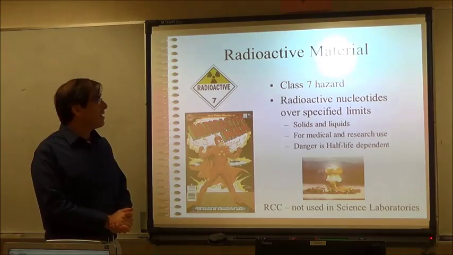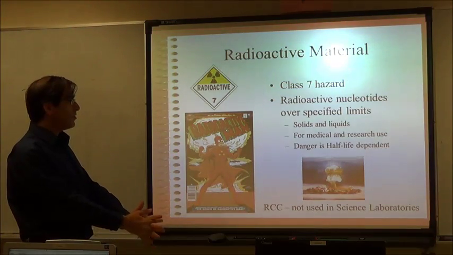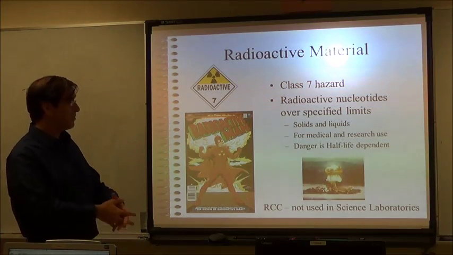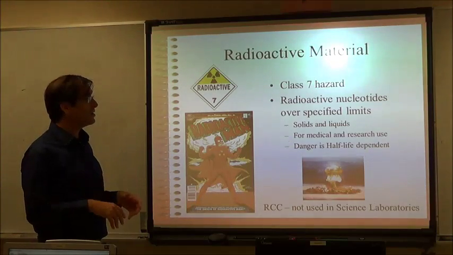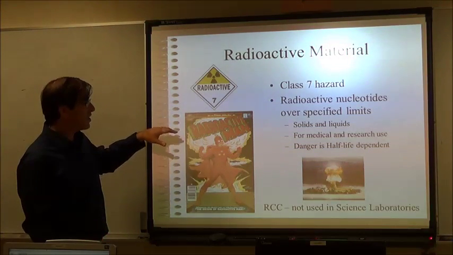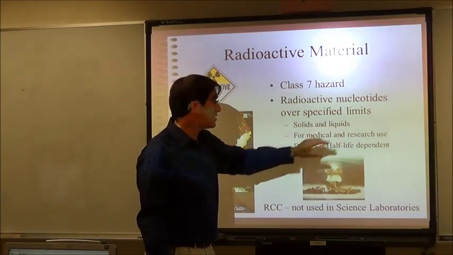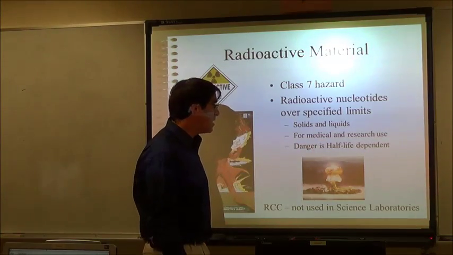Okay. Class 7, radioactive materials. So these are radioactive nucleotides that exist over specific limits. So remember, radioactive nucleotides do exist naturally in the environment, but these are substances that have been enriched in radionucleotides. They can come in the form of solids as well as liquids. They can be used for research purposes as well as medical purposes.